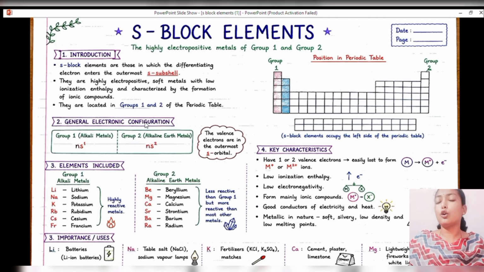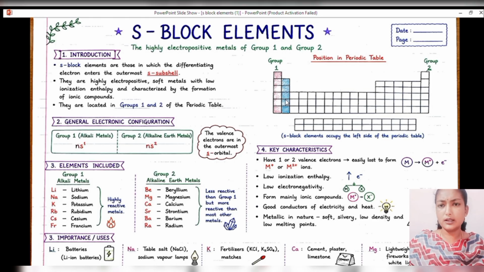Then what is the general electronic configuration for group 1 elements, which are alkali metals? Why are we calling them alkali metals? Because they react with water to form hydroxides. They are strongly alkaline in nature. The general electronic configuration of group 1 elements is ns1, and for group 2 elements it is ns2. Then if we see the key characteristics, group 1 elements are monovalent in nature. Group 2 elements are divalent in nature.